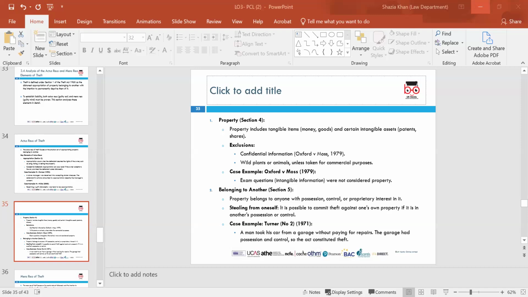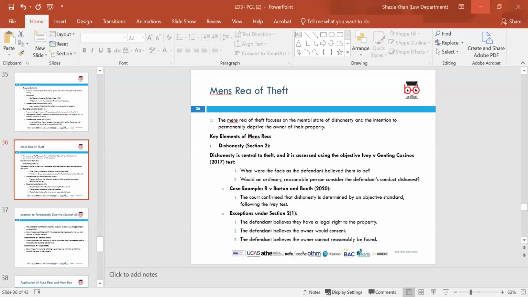Mens rea of theft. The first element is dishonesty, which is about what is considered dishonest. So you may have different ideas of what is considered dishonest, what the facts were as the defendant believed them.